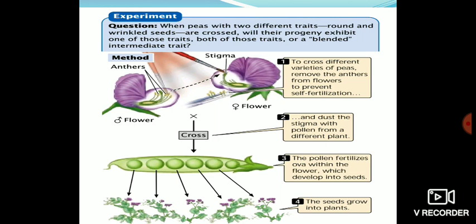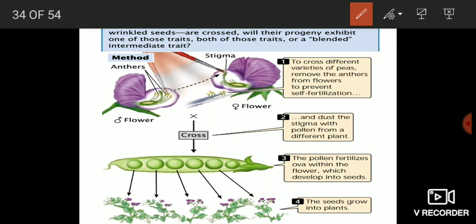Mendel's main question is, when pea plants with two different traits, for example round and wrinkled seeds, are crossed, will their progeny exhibit one of those traits? Will they exhibit the round trait or the wrinkled trait? Or both of these traits, or a blended intermediate trait? These were some of the questions which Mendel tried to address. And to address these questions, he adopted this experimental procedure.